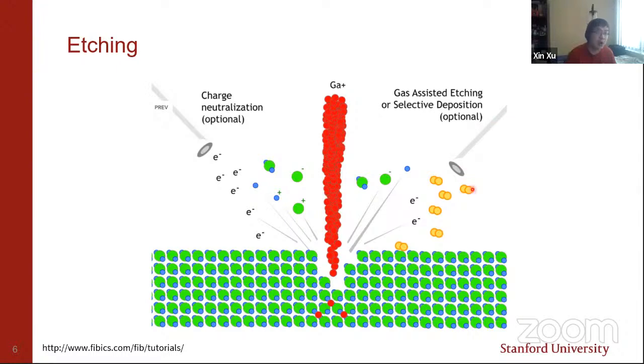This is not very normal, but some groups or some FIBs have this function. They have a nozzle to flow some precursor to make the etching more efficient. And they also have a charge neutralization function, which can flow some electrons to the surface. If your sample is not very conductive, when the etching goes deep, it may have some charging issues. So this electron flow will neutralize the charging problem and make your image quality improved.